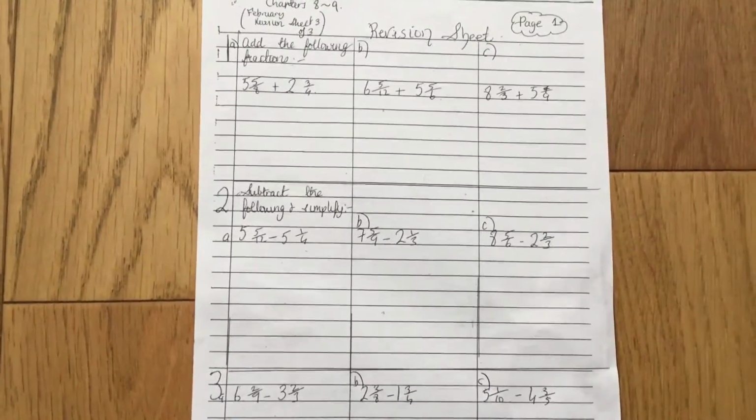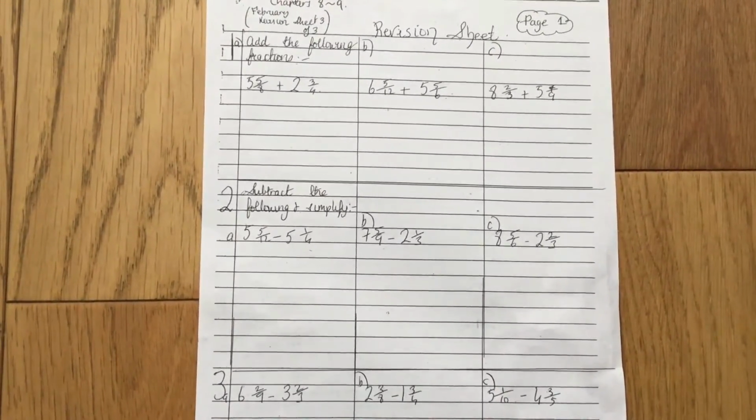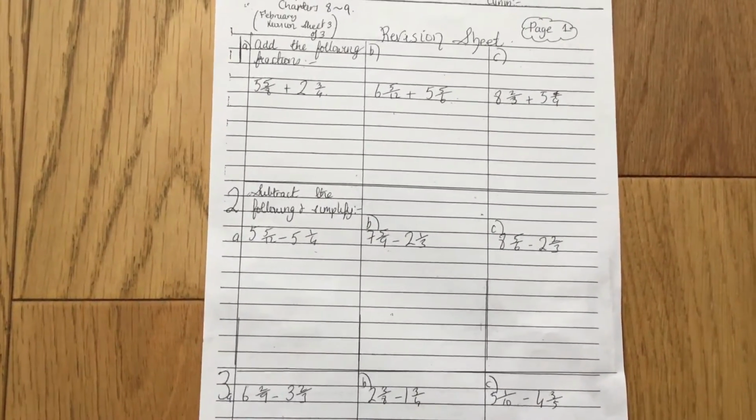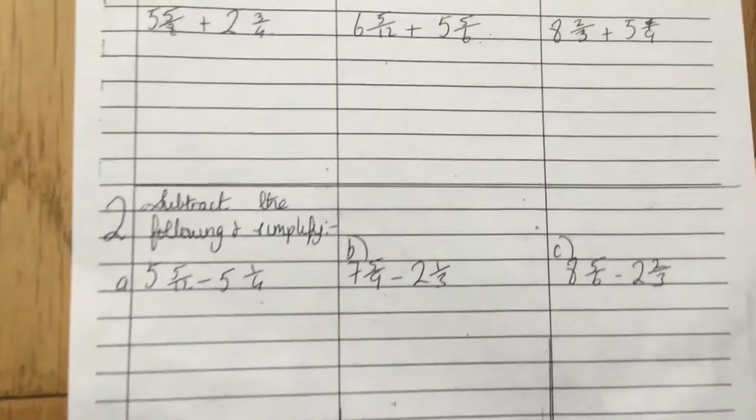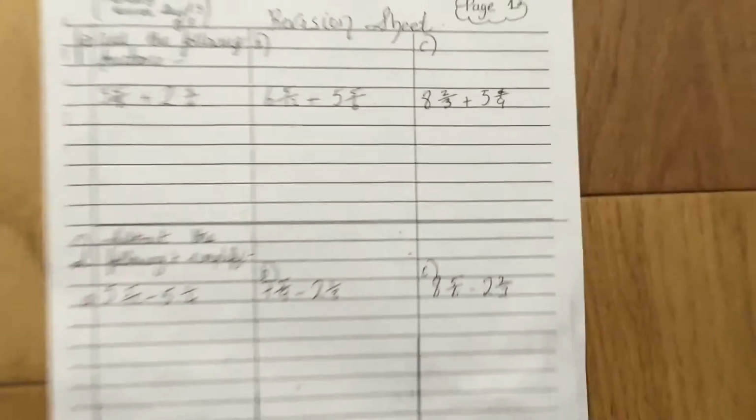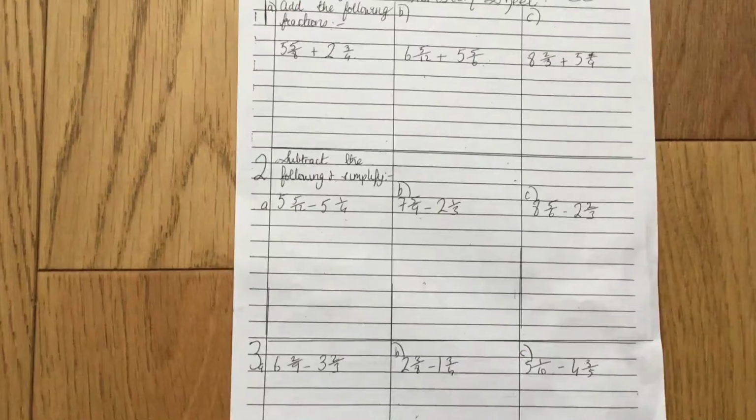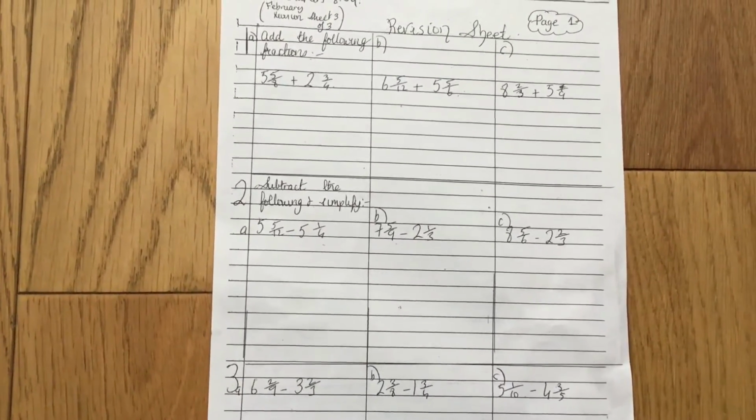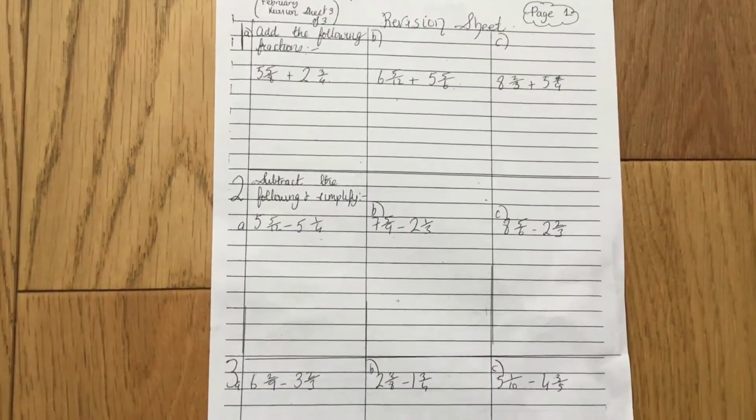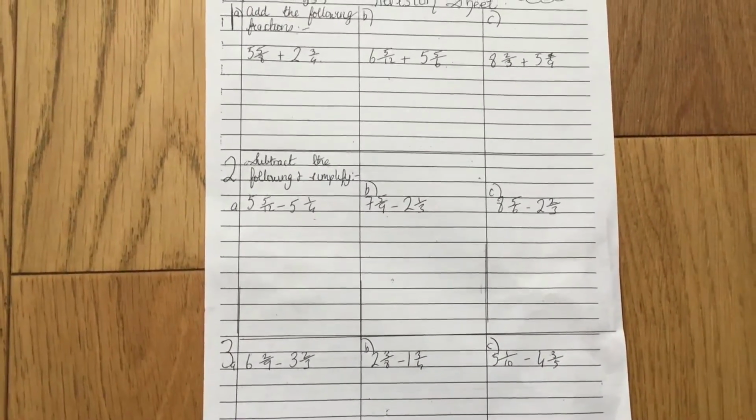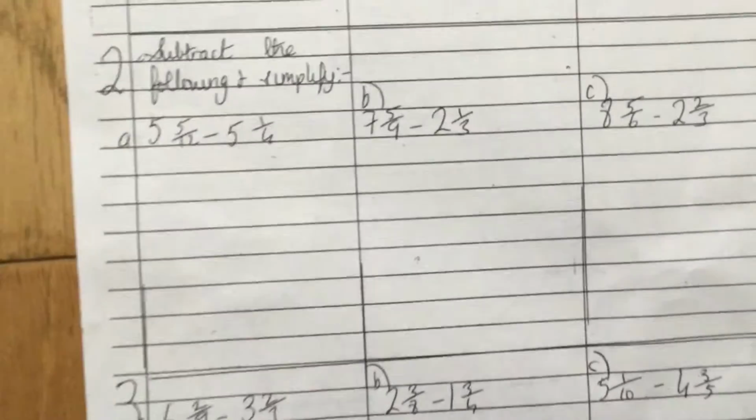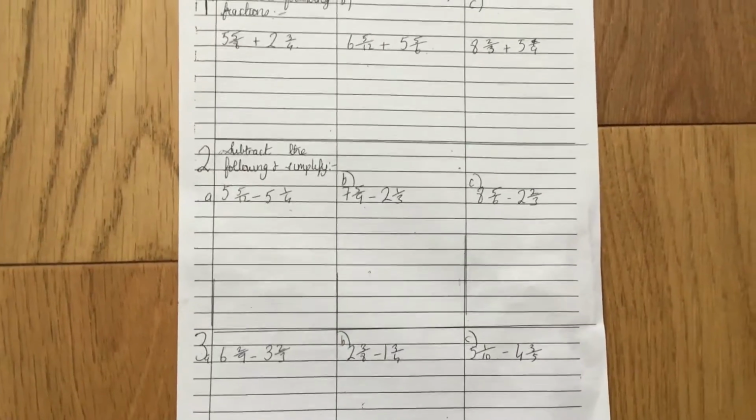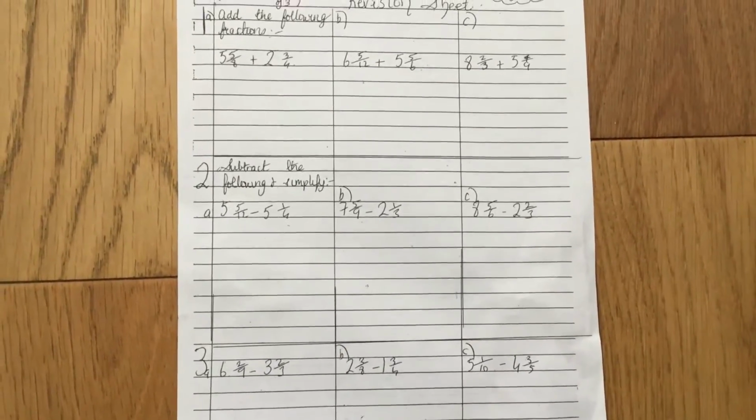So 5 and 5/8 plus 2 and 3/4, 6 and 5/12 plus 5 and 5/6, 8 and 2/3 plus 5 and, sweet Lord, guys, 7/9. Unbelievable. 5 and 5/12 take away 5 and a quarter. 7 and 5/9 take away 2 and a third. 8 and 5/6 take away 2 and 2/3. 6 and 2/9 take away 3 and 2/3. 2 and 2/8. Is that 2? I think so. Yeah, 2/8. Guys, my writing. Take away 1 and 3/4, and 5 and a tenth take away 4 and 3/5.